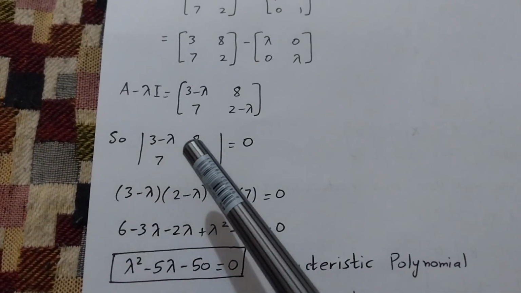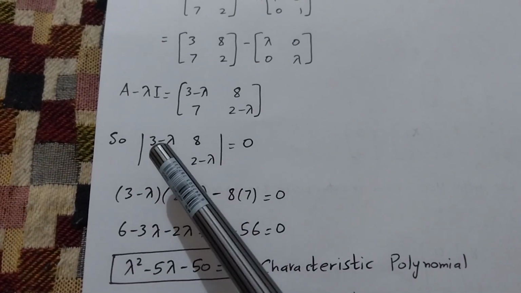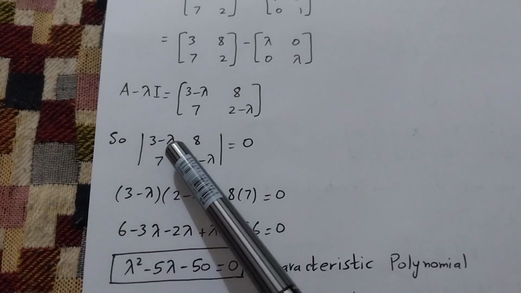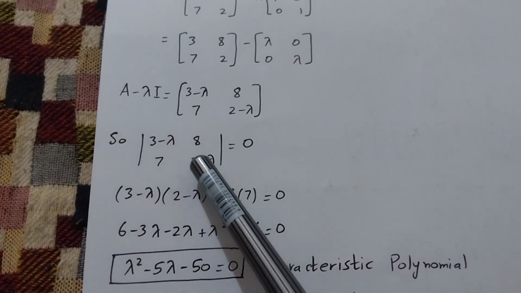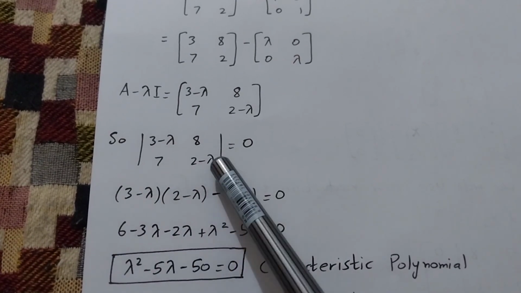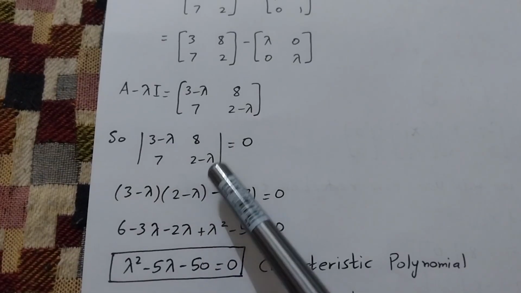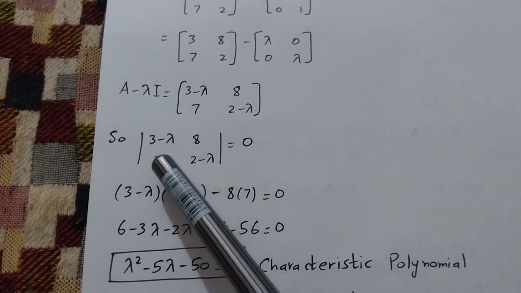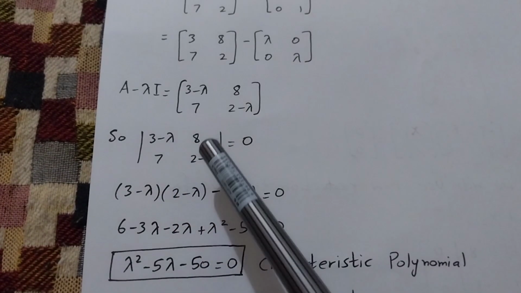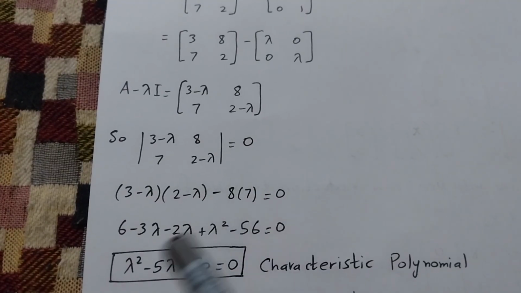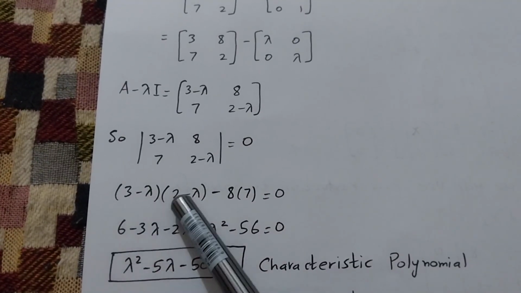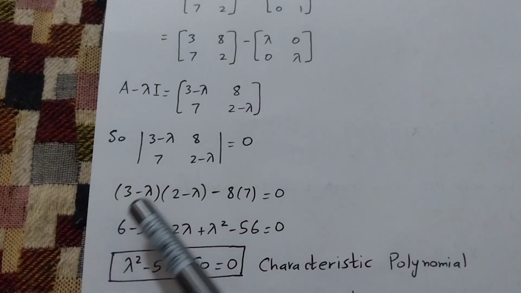And we can take the determinant. It will be the multiplication of the elements on the main diagonal, 3 minus lambda into 2 minus lambda, minus the product of the elements on the secondary diagonal, 8 and 7. So we can just multiply these two factors.